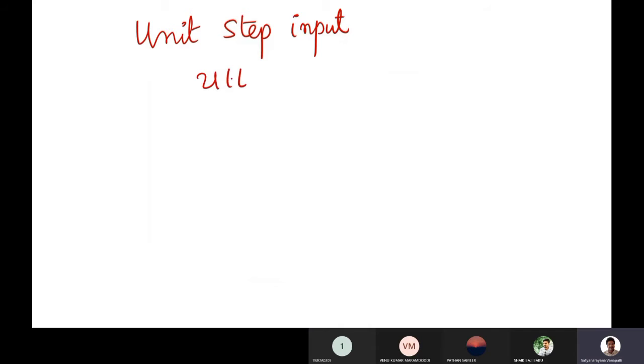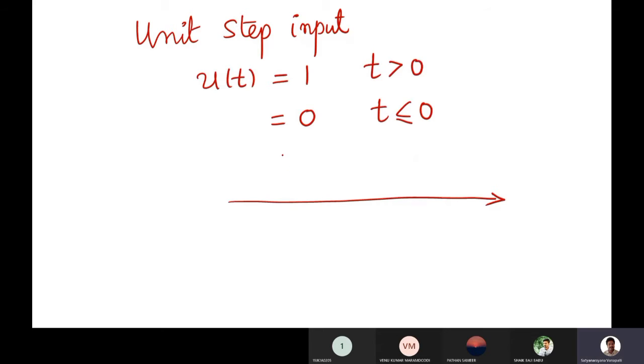Now, let us move to the unit step. Unit step is represented with u of t, and its value is equal to 1 for t greater than 0 and equal to 0 for t less than or equal to 0. This function can be represented graphically like this. This is the time axis, and this is the instant where t is equal to 0, and this value is equal to 1. And the unit step function would be like this.